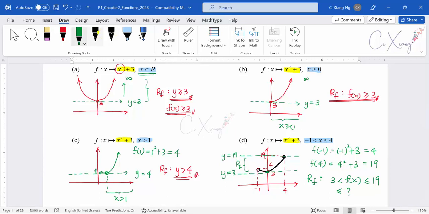Then again, you refer back to your graph. When -1 is not included, the value should be at 4. But if you observe from your diagram, the 3 is actually at x equals 0. And this 3 here is included in your graph. Therefore, when you want to write out the symbol here, you need to have a smaller or equal sign.